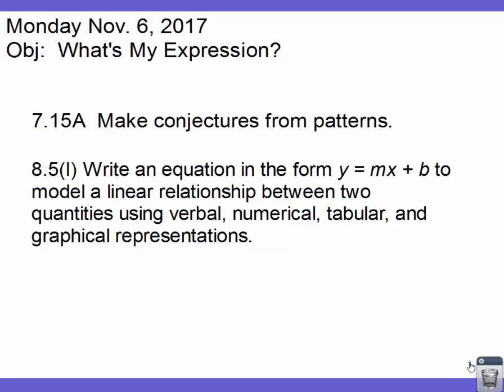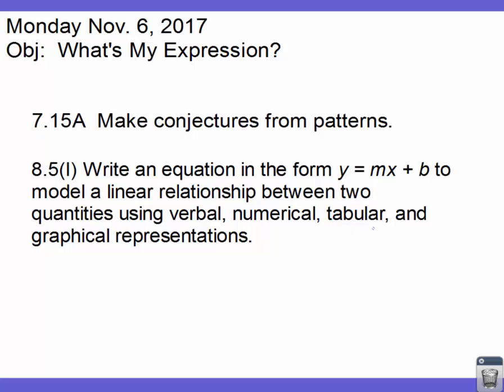Okay, class, today what we're going to look at is a lesson called What's My Expression? By the end of this lesson, what I expect you to be able to do is if I give you a T-chart filled out with both X and Y values, you should be able to determine the expression that created that T-chart. So we're going to be working on this particular standard right here, 8.5i, where it says write an equation in the form of y equals mx plus b to model a linear relationship between two quantities using, and today we're looking at tabular data.